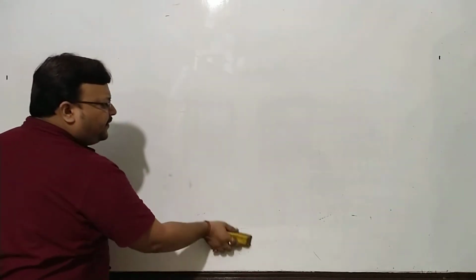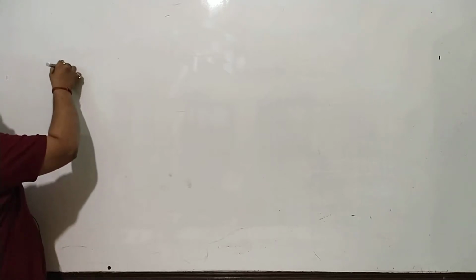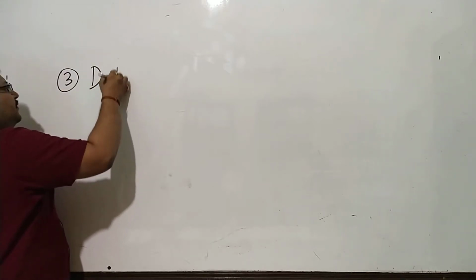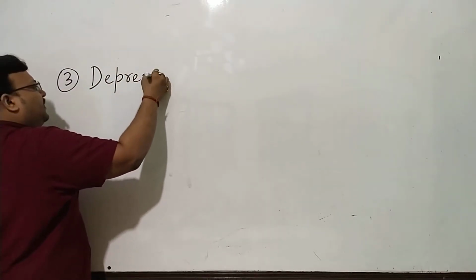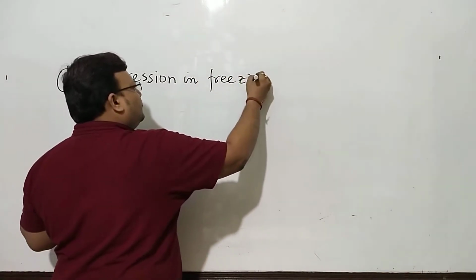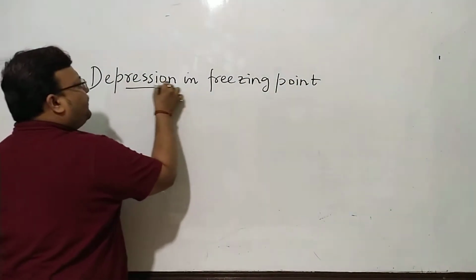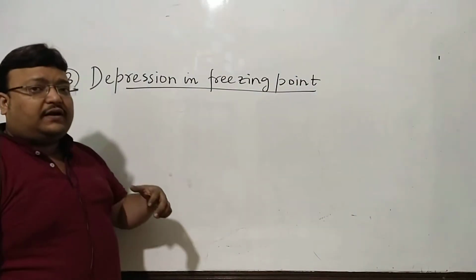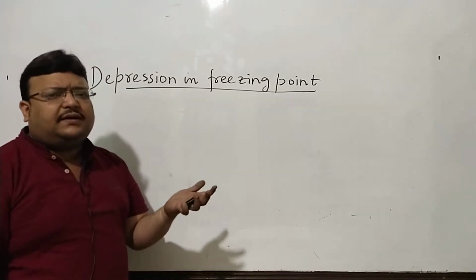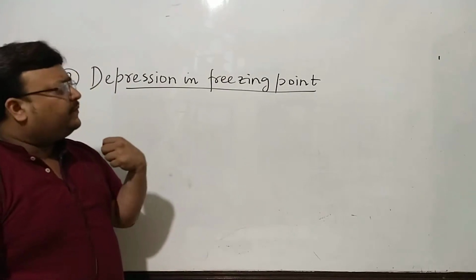The third colligative property is depression in freezing point. I can easily give you a graphical representation here as well. But very much like what we had in boiling point, where the boiling point increased, here you will see a decrease in freezing point when a non-volatile solute is added to a solvent.